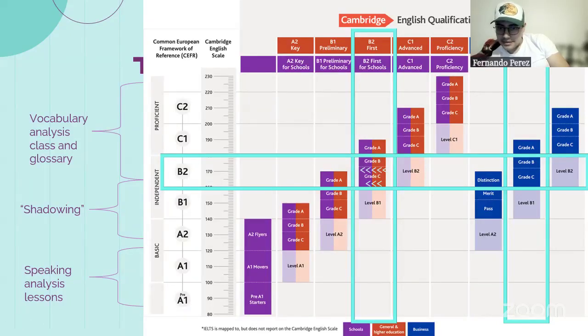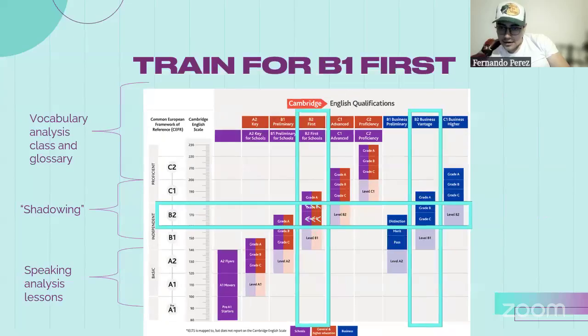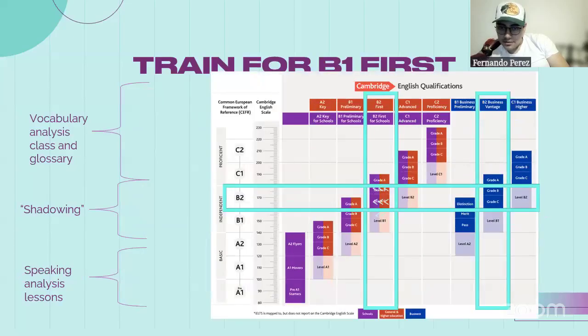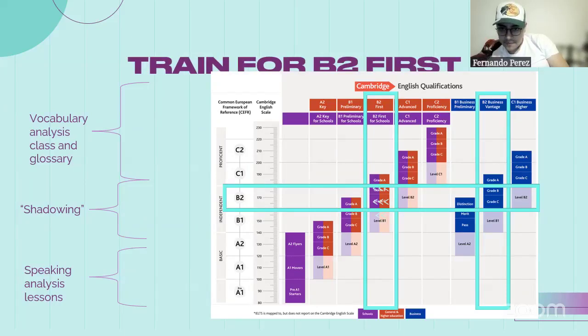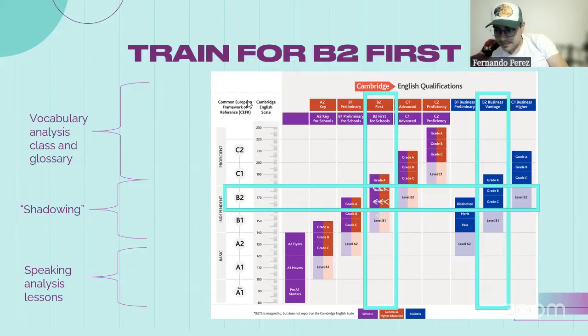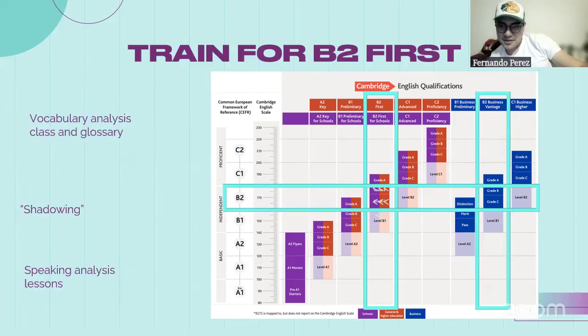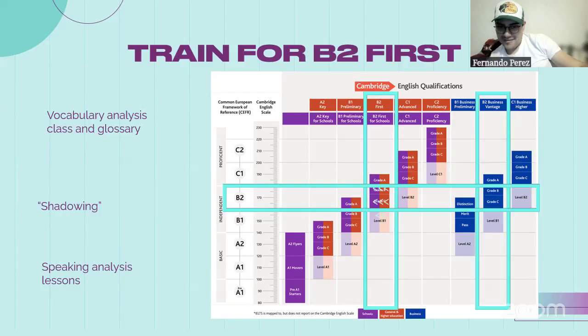With these abilities, we can cover B2 first. B2 first training. This is the next evaluation. If you pass a B2, you don't need me anymore. You know? You are free. Free to go to your destiny.